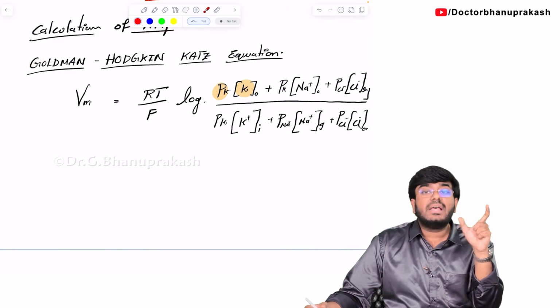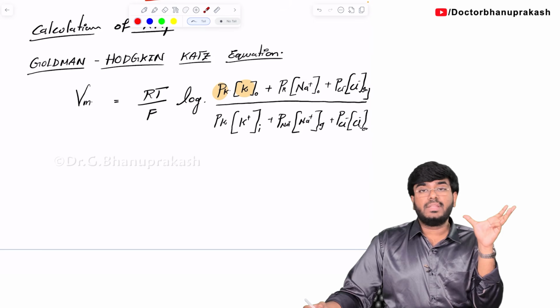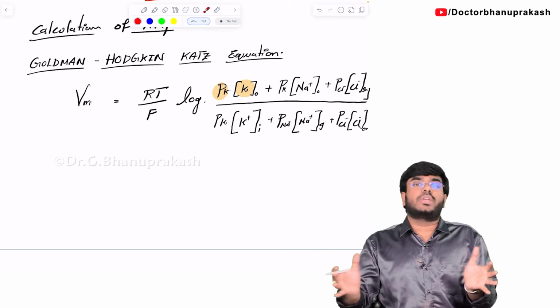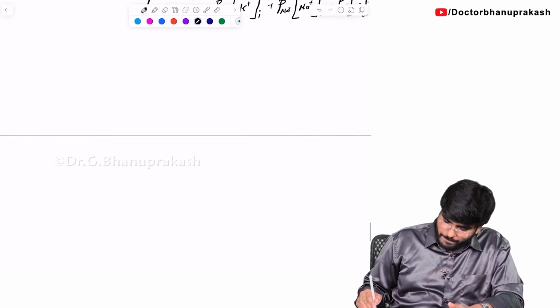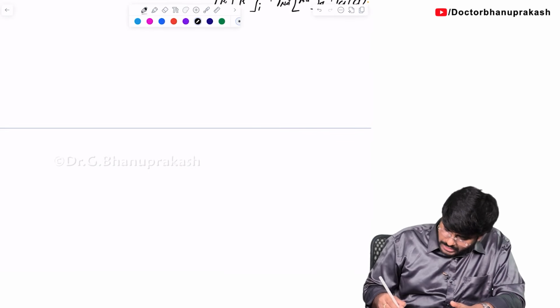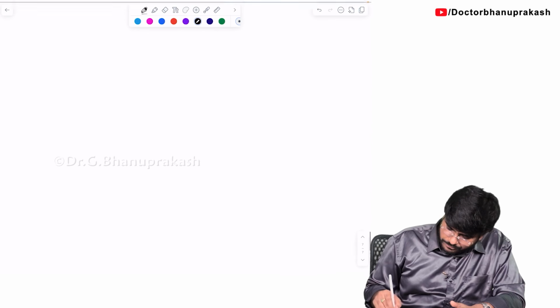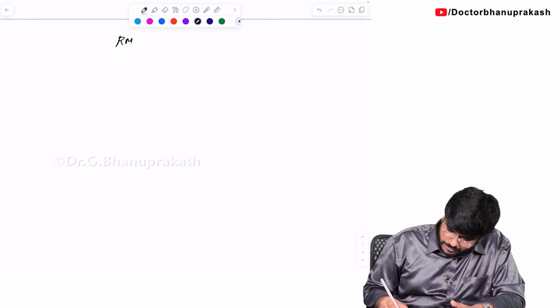Goldman-Hodgkin-Katz is for the resting membrane potential. The resting membrane potential is dependent on all the ions together. Now, let me give you a summary of the resting membrane potential of different cells in our body.